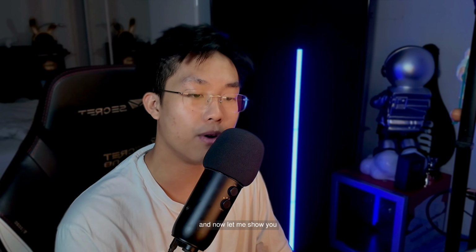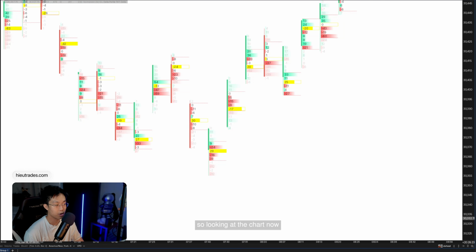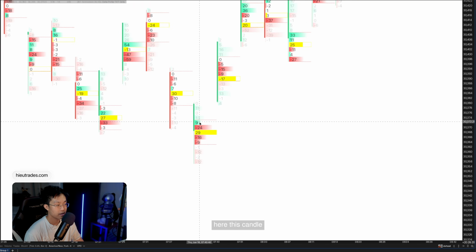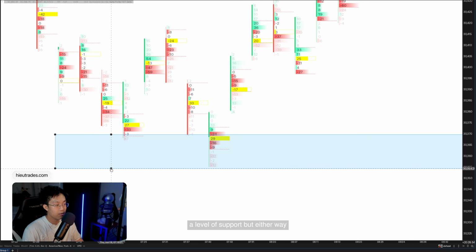Right, you've got the cluster types, you've got the three concepts, and now let me show you all of it working together on one real chart. So looking at the chart now, and just simply reading the tape, it will become so much more clearer to you. Here, this candle, we have strong selling into potentially a level of support.